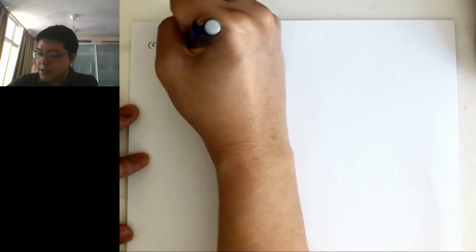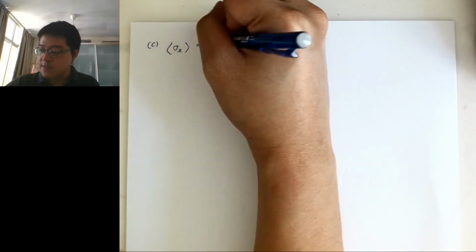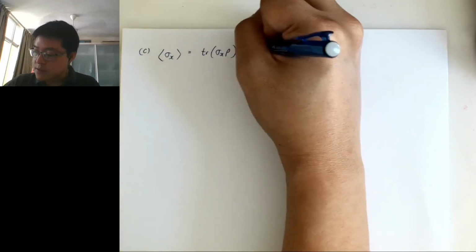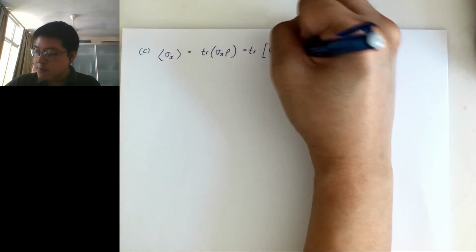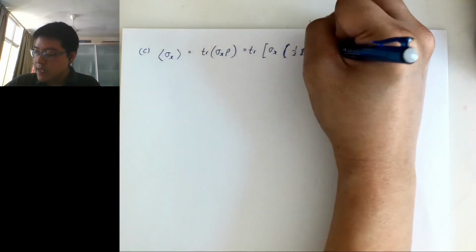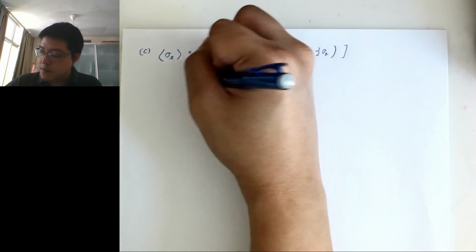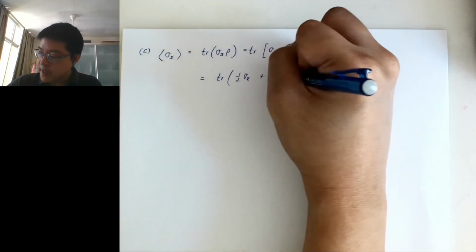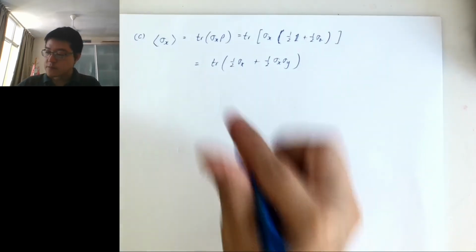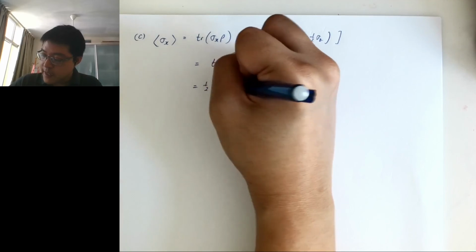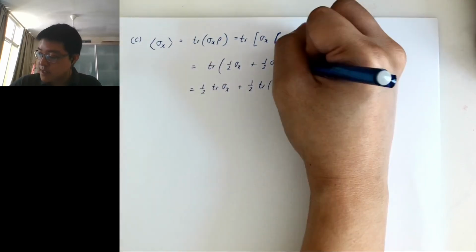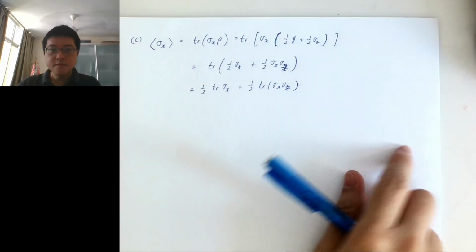Then the third section is part C. I want to find now the expectation value of sigma x, so the x direction. So I need to trace this, right? Tracing this means sigma x times my rho, which was half I plus half sigma Z. Okay, so that means I need to trace half sigma x plus half sigma x sigma z. So I need to do half trace of sigma x plus half trace of sigma x sigma z. Hang on, this is Z.